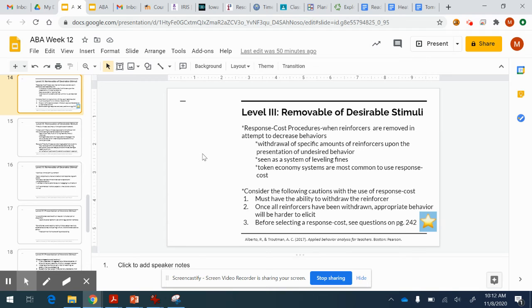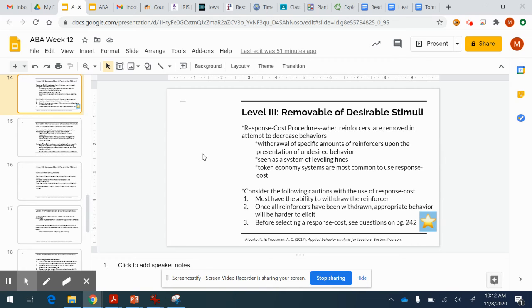Before selecting a response cost system, there are questions on page 242 of your text that are important to follow. So make sure that you have more positive procedures, and make sure that different reinforcement strategies have been considered. So this is not the first thing you want to go to, a response cost. Make sure that you've tried the positive procedures as well. Does the student currently have access to a pool of reinforcers? So again, making sure that they have access to reinforcers.